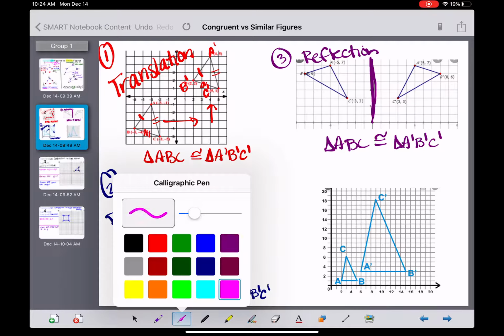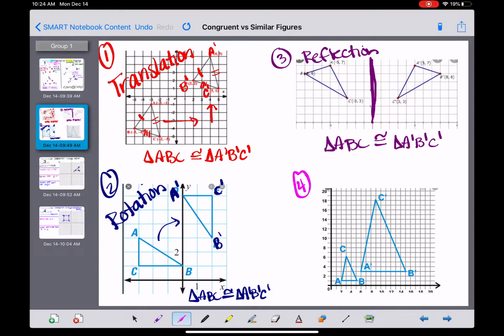The last example is our only example of a non-rigid transformation, and that's dilations. Triangle ABC was dilated by a scale factor that was bigger than 1 since it's an enlargement. However, the triangles are not congruent. They are similar because the side lengths are proportionally bigger. Therefore, triangle ABC is similar to triangle A prime, B prime, C prime.